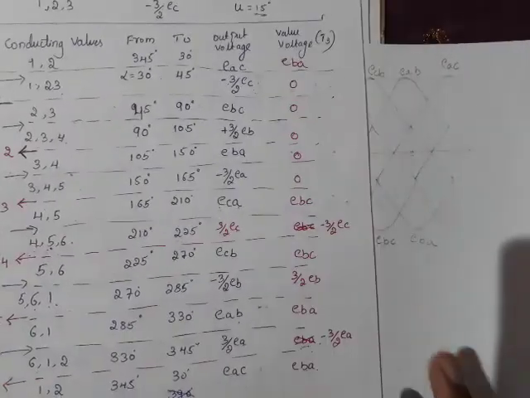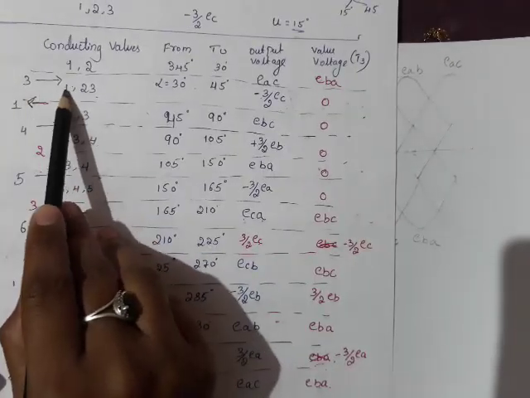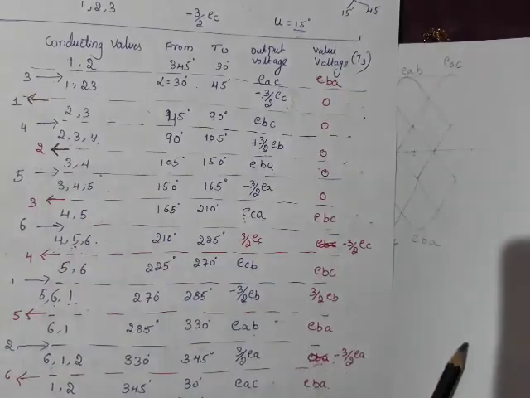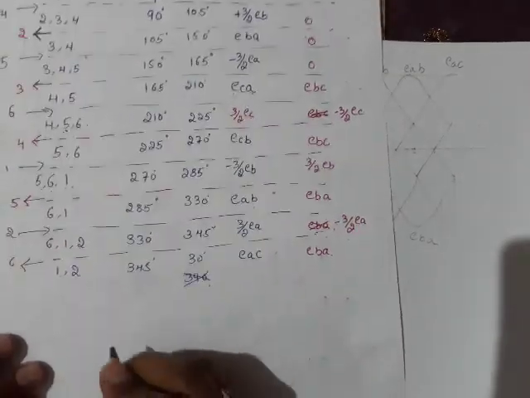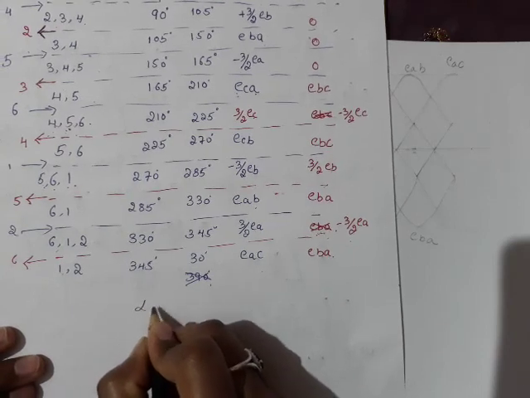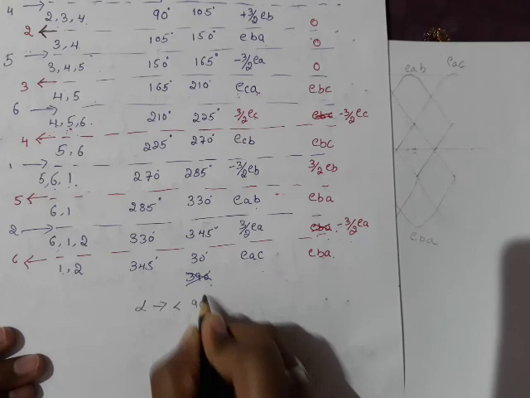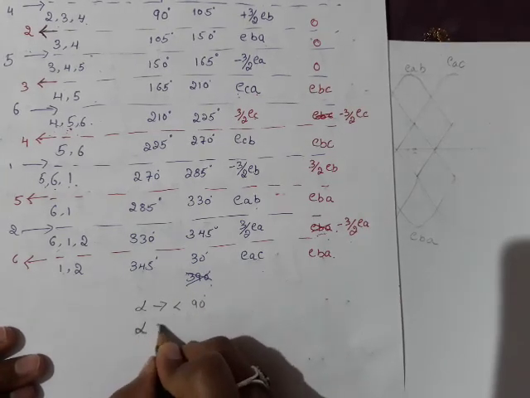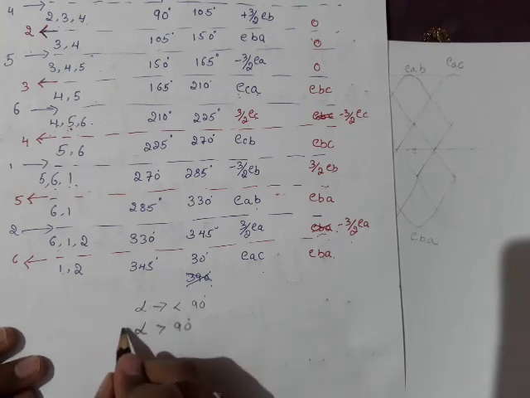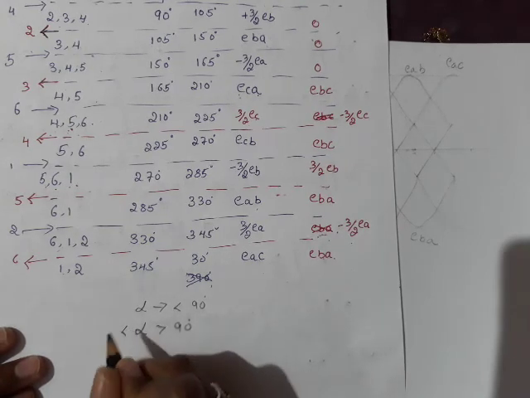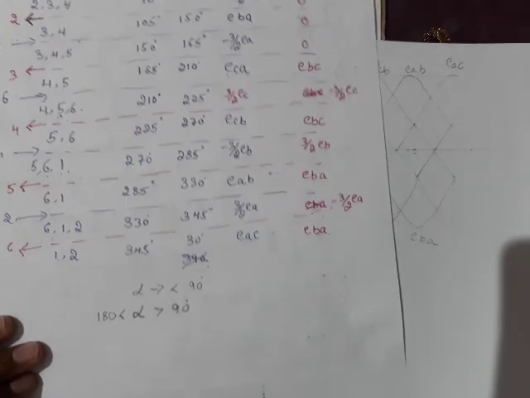So the pattern is the same. This is the output voltage and we are starting with valve number 3, but we are doing it for inverter operation. So what changes can we make for inverter operation? If it is rectifier operation, alpha is less than 90 degree. For inverter operation, alpha should be greater than 90 degree, but it should not exceed 180 degree. So it has to lie between 90 and 180 degree.